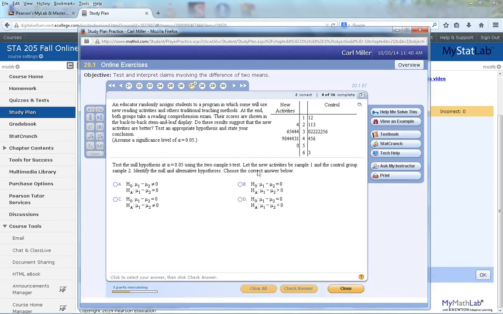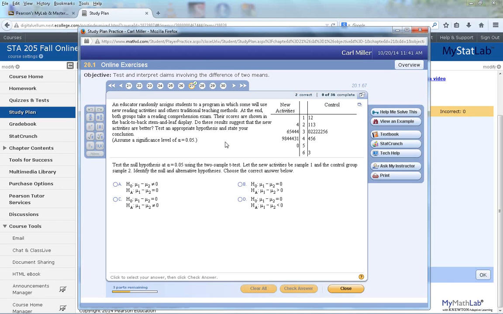What I'm going to do is use this question to, instead of doing the hypothesis test, form a confidence interval. So let's say an educator randomly assigns students to a program in which some are going to use a new reading activity and others are going to use traditional methods. And then at the end, each of the groups is going to take a reading comprehension exam.